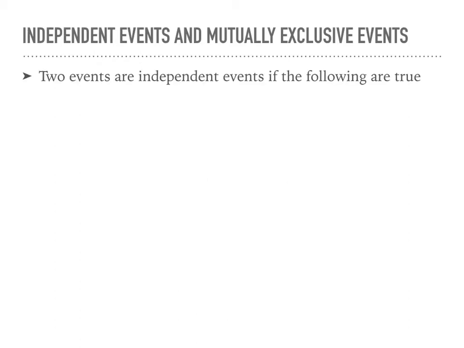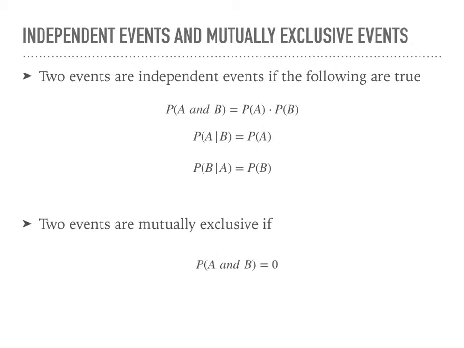Two events are independent events if the following are true. The probability of A and B equals the probability of A times the probability of B, which means the probability of A given B is equal to the probability of A, or that the probability of B given A is equal to the probability of B. Now, two events are mutually exclusive if the probability of A and B equals 0.